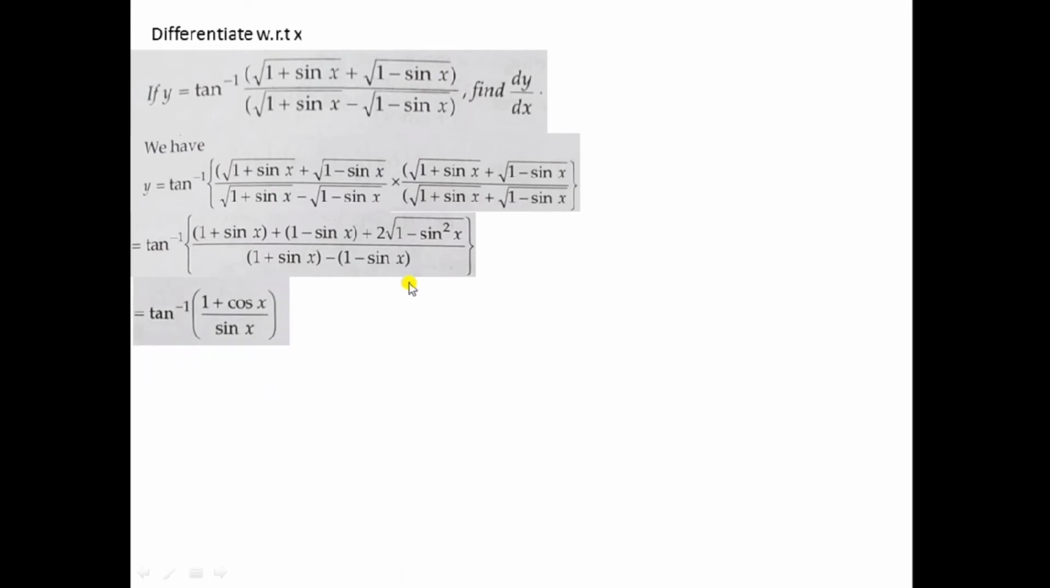Next, you can see that this 2 and 2 get cancelled. 1 plus 1 is 2, and the sin x and sin x cancel, and 1 minus sin square x is equal to cos square x. So the root removes and we get cos x. So what do we get in the numerator? We get 2 plus 2 cos x, and we take the 2 common out and get 1 plus cos x, and in the denominator we get 2. So this 2 and the numerator 2 both cancel, and we get the required answer as (1 plus cos x) by sin x.